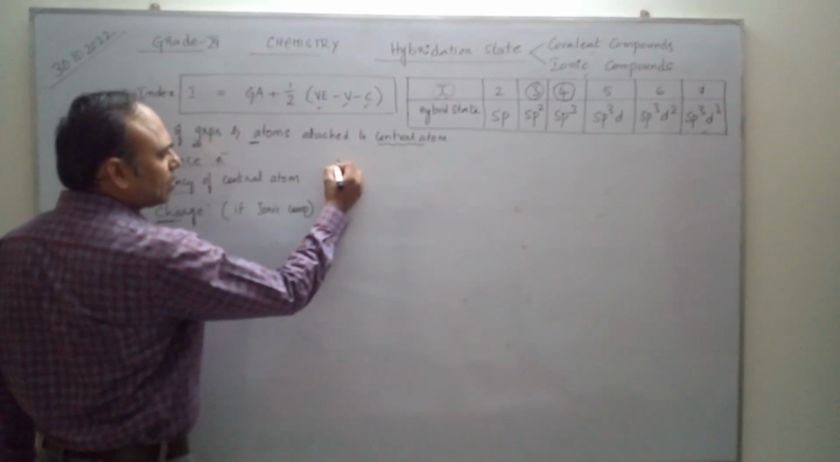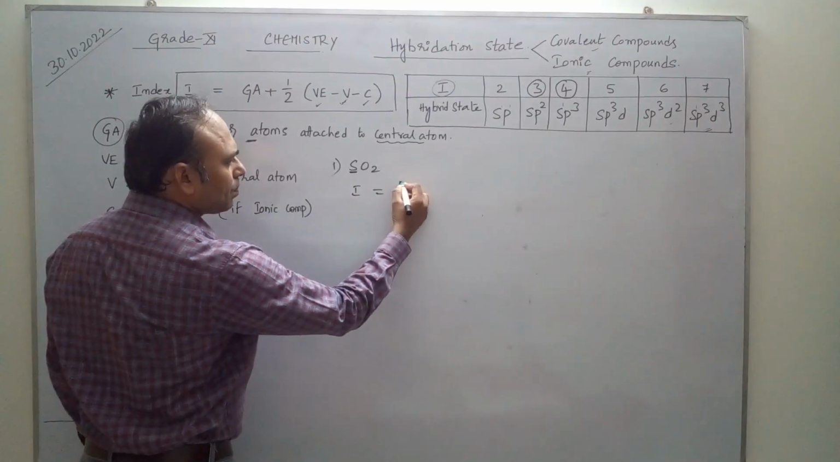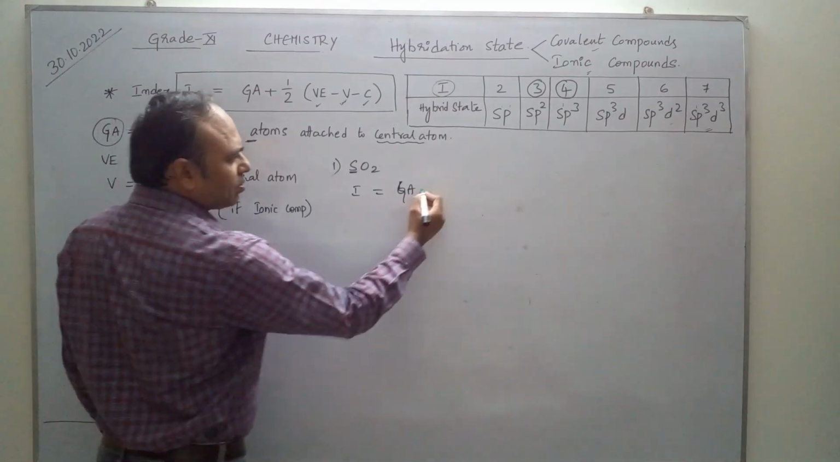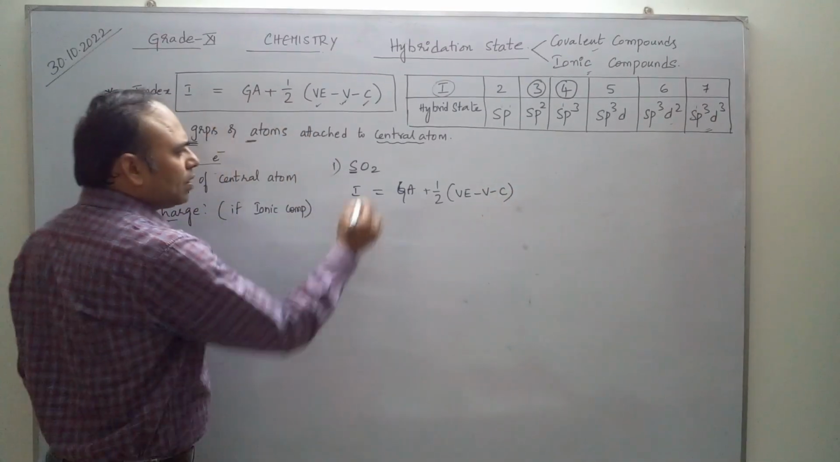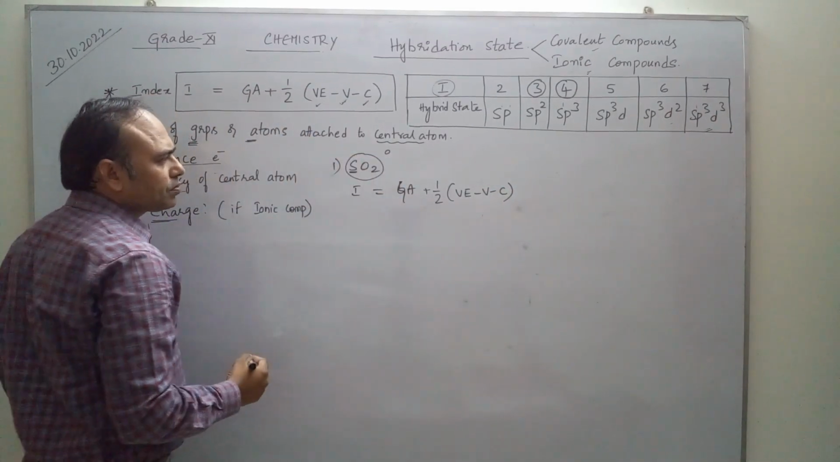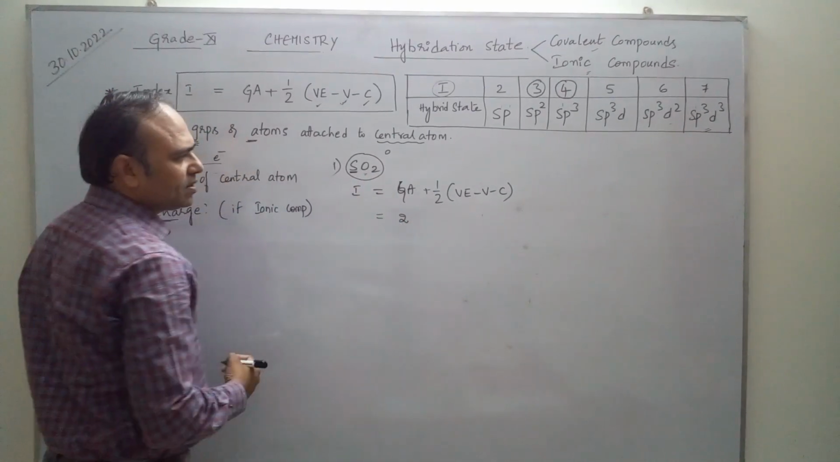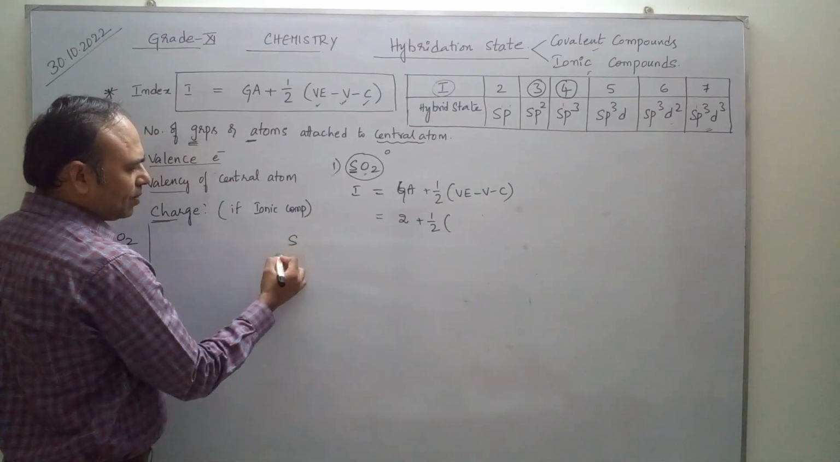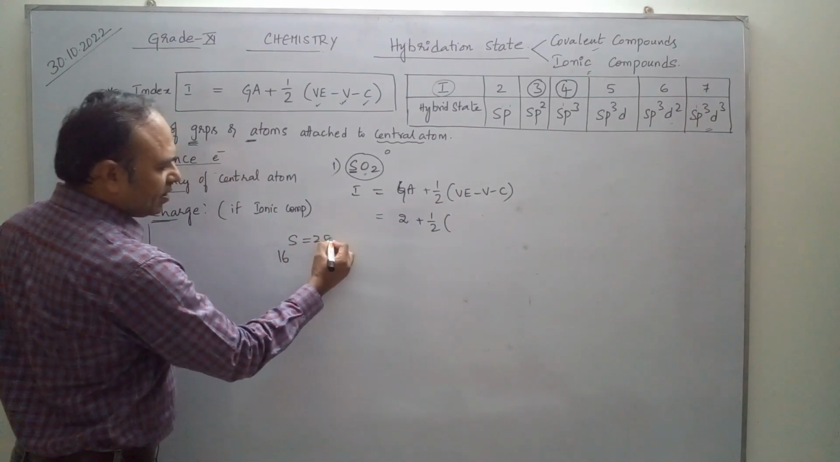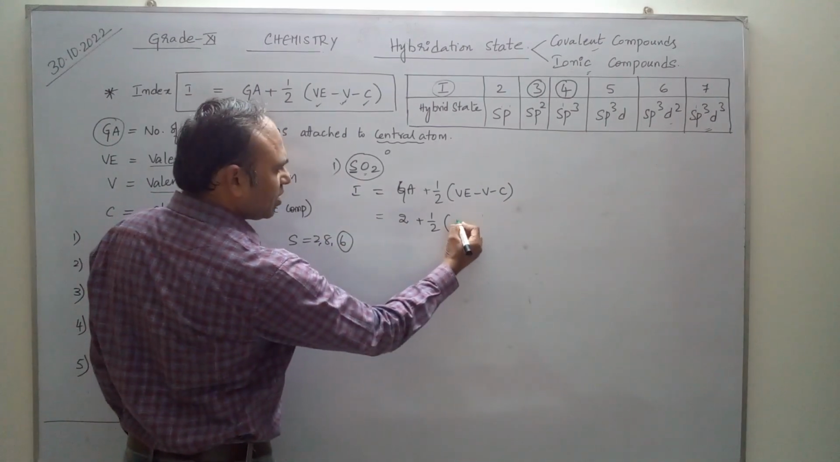The first one is SO2. Now, what is the formula of I? I is equal to number of groups or atoms plus half into Ve minus V minus C. Now the total charge is 0. What are the groups or atoms? You are having 2 atoms of oxygen, and valence electrons present in sulfur: atomic number is 16, configuration 2, 8, 6. Hence we know that the electrons present in the valence shell is 6.